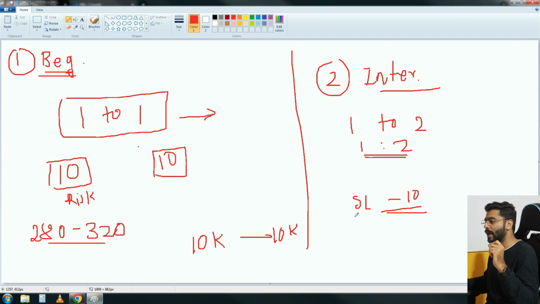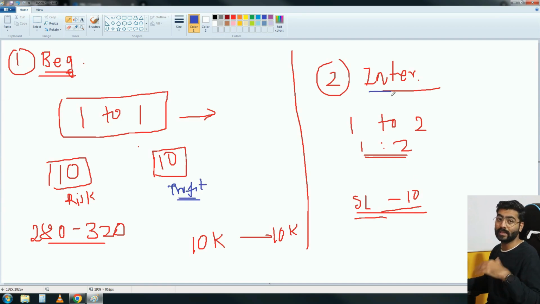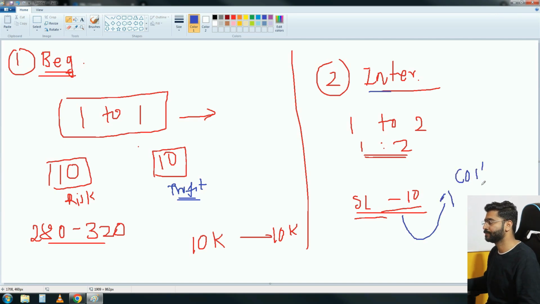So what happens here? 10 points fixed SL, no change in that point. But once you see 10 points in profit, here we're not going to book the profits. Like here, if we see 10-point profit, we used to book immediately, right? But when you consider yourself an intermediate trader, you won't be booking at 10 points of profit. What you'll be doing instead is trailing the stop loss. So from minus 10 points, you'll be trailing your stop loss to cost.